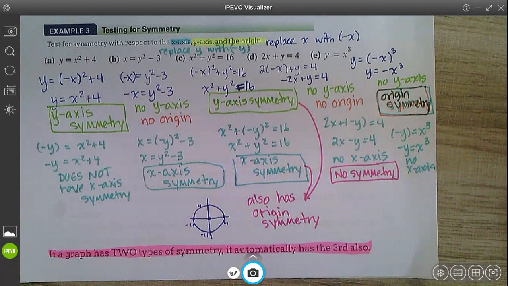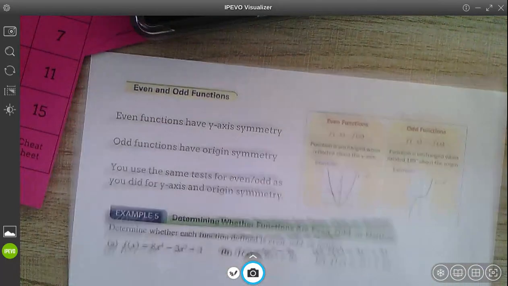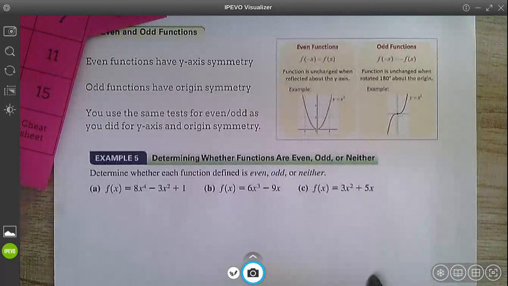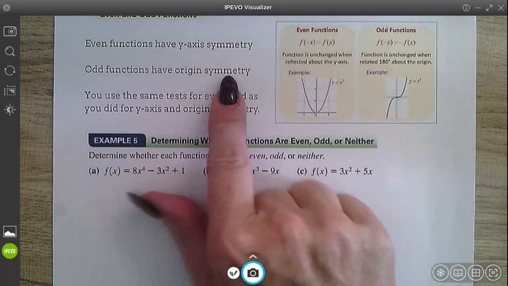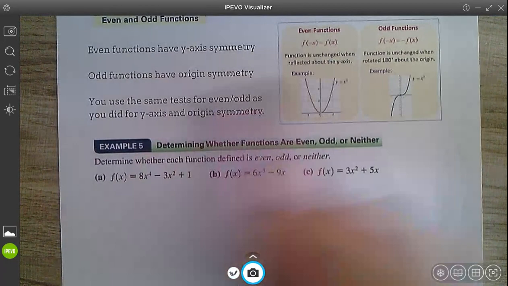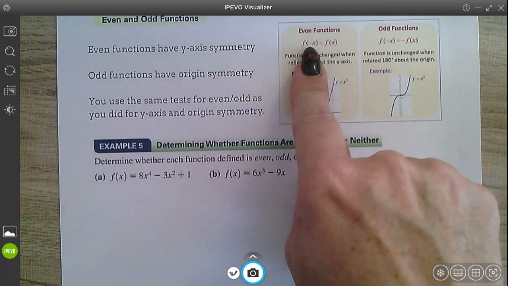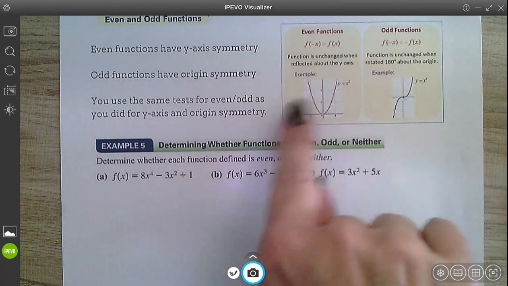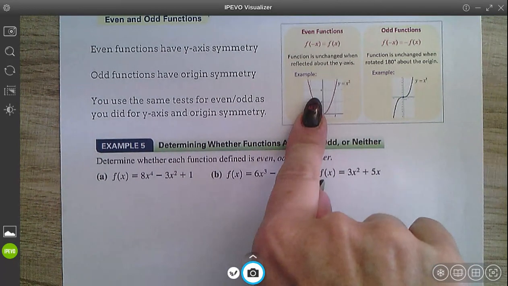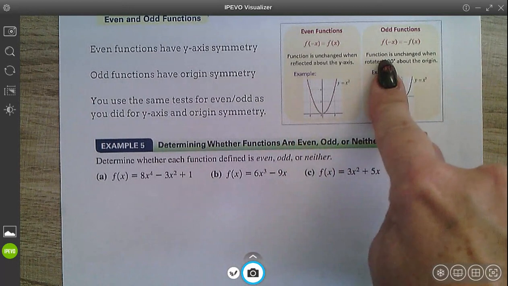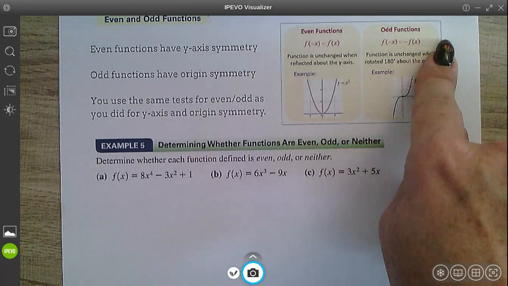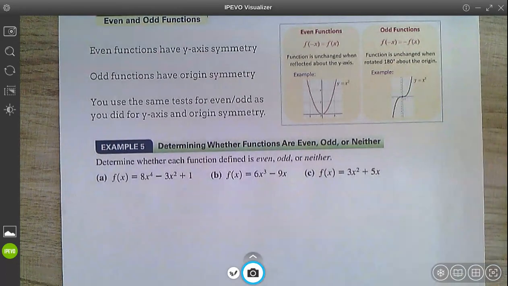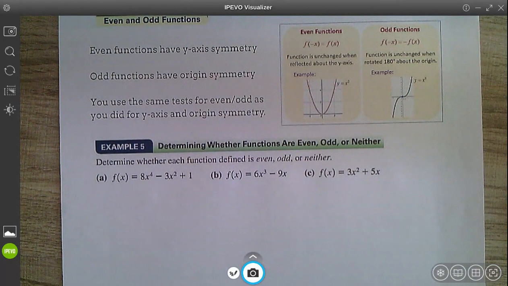Okay. Let's look at even and odd. Even and odd functions. An even function has y-axis symmetry, and an odd function has origin symmetry. So for an even function, I'm going to substitute in the opposite of x, and I should get back the original equation. That makes it have y-axis symmetry, which makes it an even function. Odd functions have origin symmetry. So if I replace the x with the opposite of x, I should get all opposite signs on the right side, which tells me it has origin symmetry and it's an odd function.